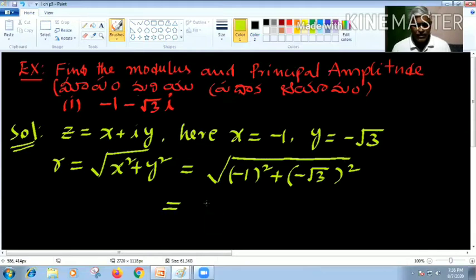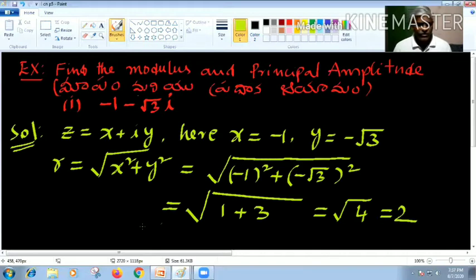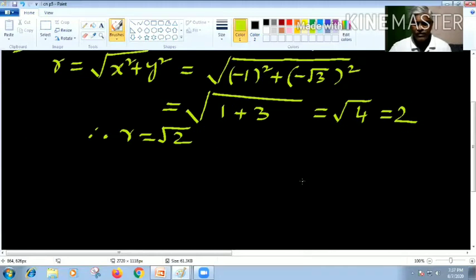So this will be, -1 square will be 1 only, and minus root 3 square is 3. So that is nothing but root 4, and that is equal to 2. Therefore the r value is 2. This is the modulus of this given complex number. Okay, now it is only 2, not root 2. Root 4 is only 2, the modulus is 2.